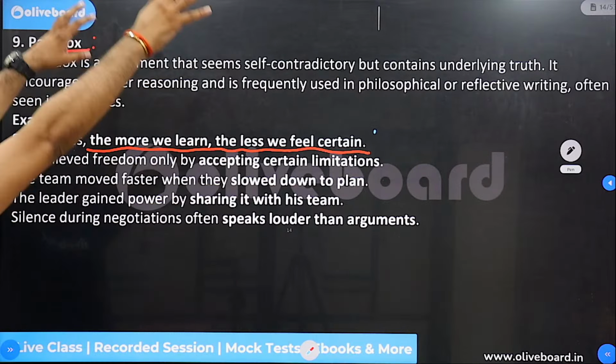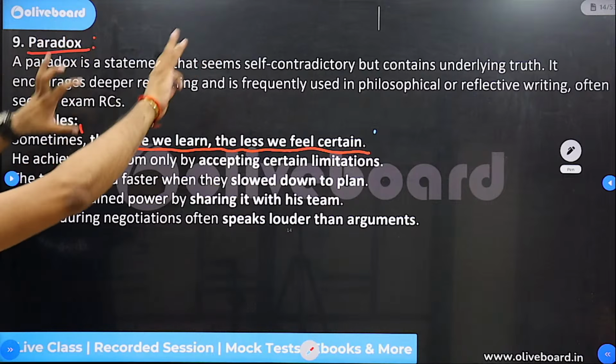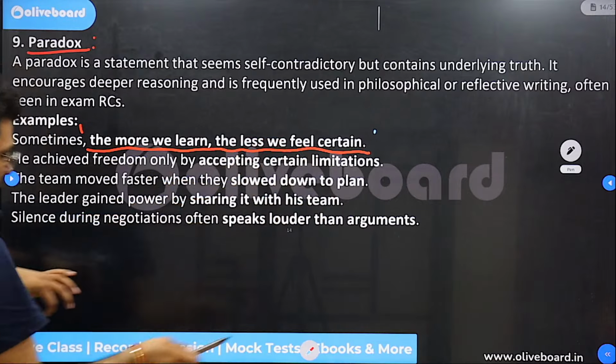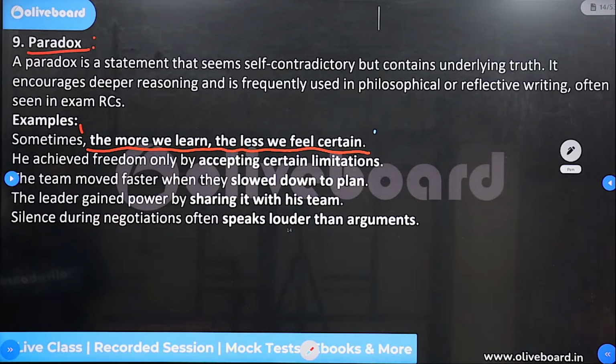He achieved freedom. Okay, freedom has no limitations, only by accepting certain limitations. What? Freedom by accepting limitations. Limitations don't define freedom. The team moved faster when they slowed down to plan. If we slow down, how can we move faster? That's the paradox. The leader gained power by sharing it with the team.